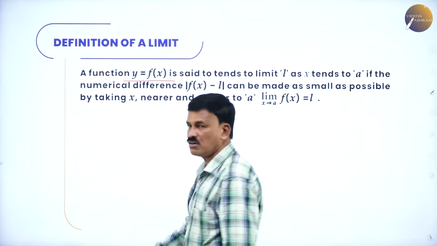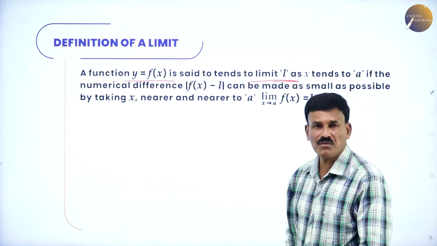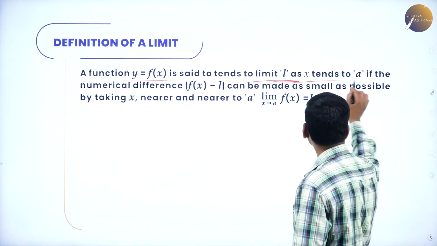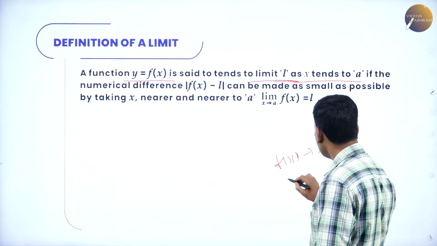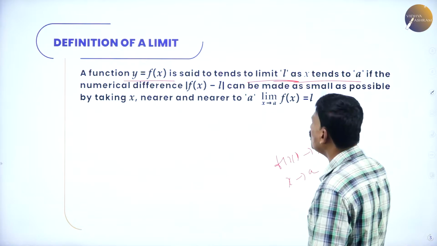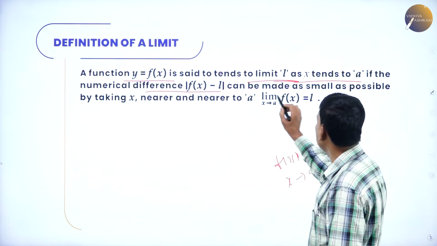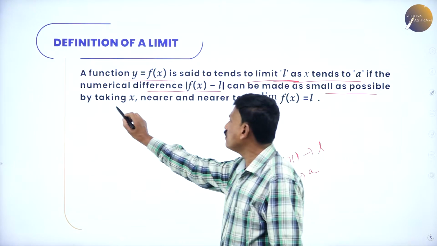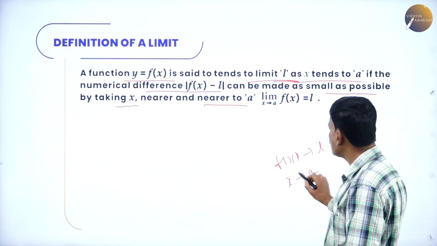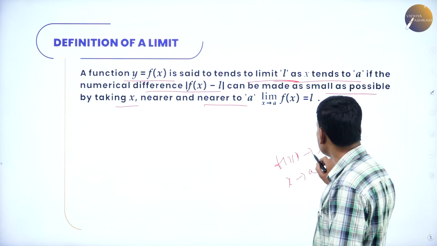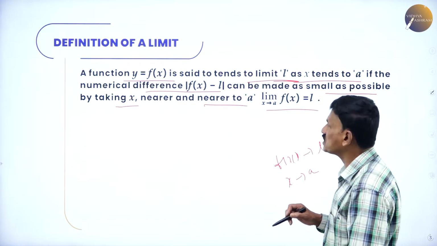A function y is equal to f of x is said to tend to a limit L as x tends to a, if the numerical difference, mod of f of x minus L, can be made as small as possible by taking x nearer and nearer to a. If x is nearly equal to a, then this value f of x is nearly equal to L, and it is denoted as limit x tends to a of f of x is equal to L.